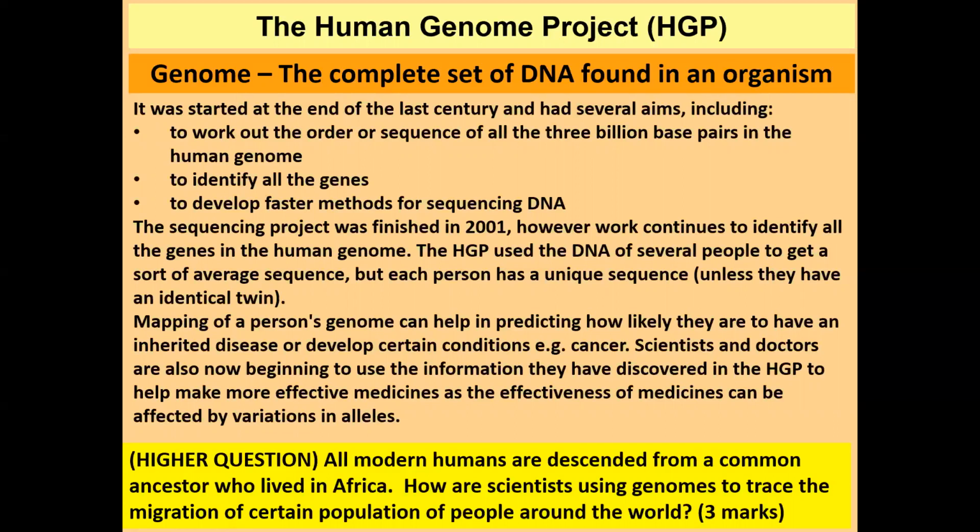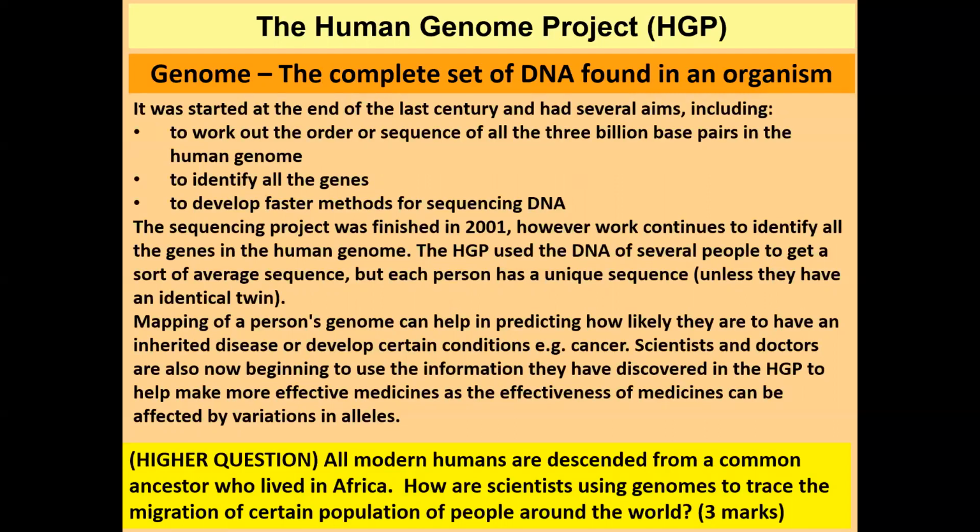And the Human Genome Project actually used the DNA of several people to get sort of an average sequence. But each person has a unique sequence unless they've got an identical twin. I don't have an identical twin, so your unique DNA sequence will be very different to mine, okay? Mapping of a person's genome can help in predicting how likely they are to have an inherited disease or develop certain conditions like cancer.